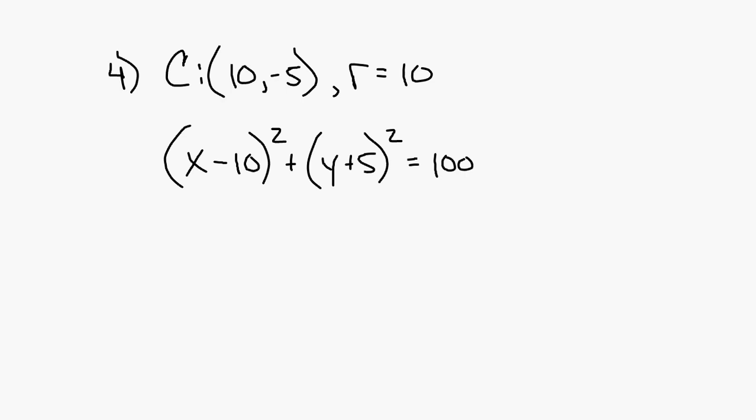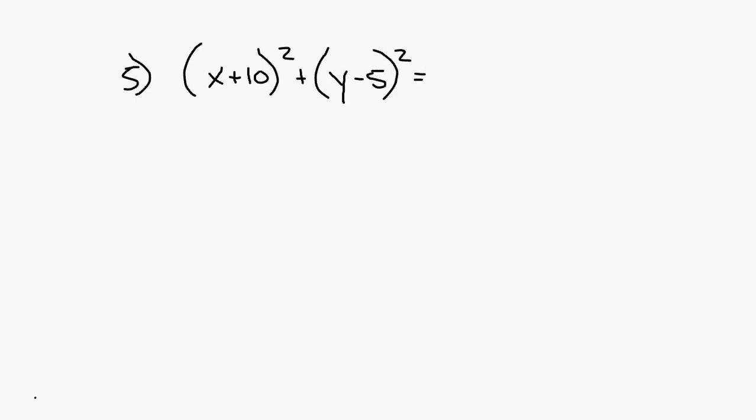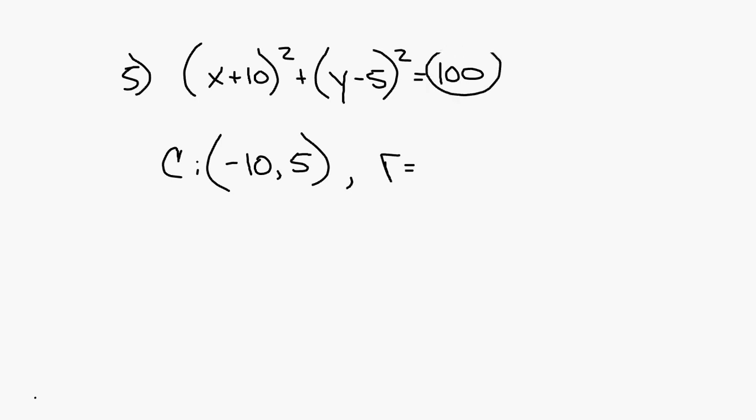Number 5. Find the center and radius of the circle with the equation. Alright, so your equation is (x + 10)² + (y − 5)² = 100. So now we're just working backwards. Your center would be at the opposite of whatever's with the x, which would be negative 10, and the opposite of what's with the y, so that would be positive 5. Your radius would be equal to the square root of whatever's out here, and the square root of 100 is 10.